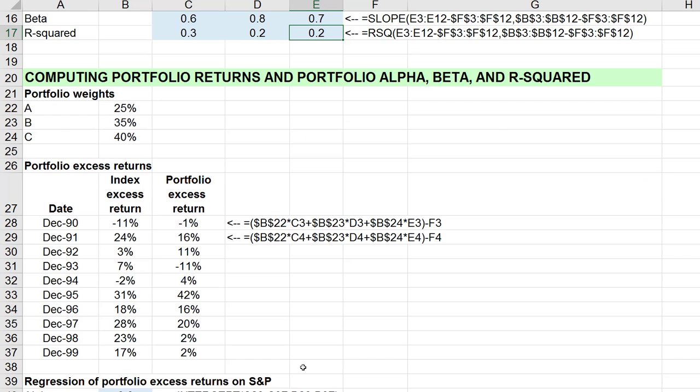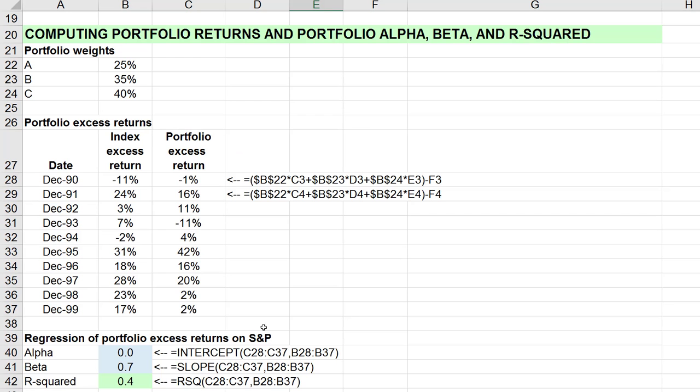And now we are going to compute portfolio returns and portfolio alpha, beta, and R squared, and we are going to compare the results with the first example. First of all, we should assign portfolio weights to each and every stock we have got in the portfolio, which is as follows: 25% for stock A, 35% for stock B, 40% for stock C.